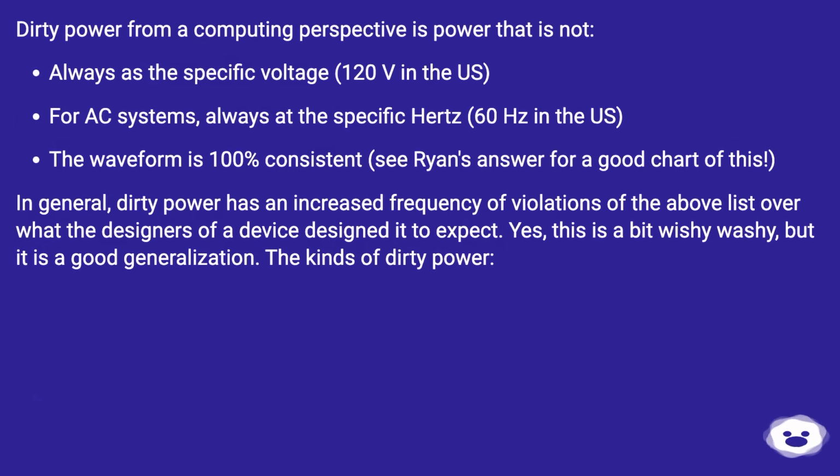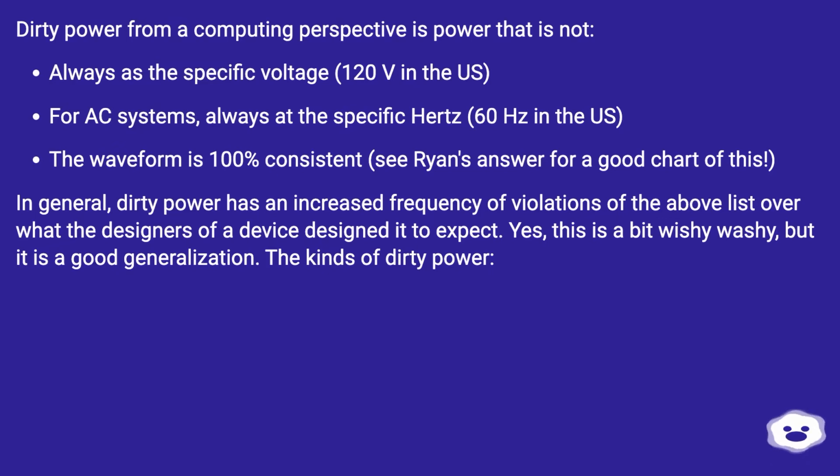Dirty power from a computing perspective is power that is not always at a specific voltage, 120V in the US, for AC systems, not always at the specific frequency, 60 Hz in the US, and the waveform is not 100% consistent. See Ryan's answer for a good chart of this. In general, dirty power has an increased frequency of violations of the above list over what the designers of a device designed it to expect. Yes, this is a bit wishy-washy, but it is a good generalization.